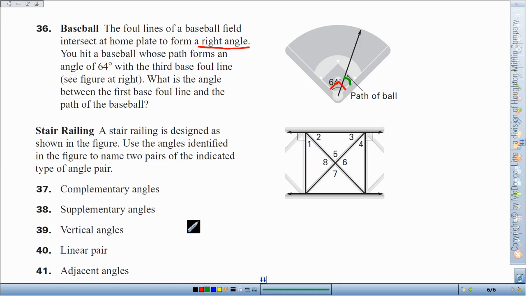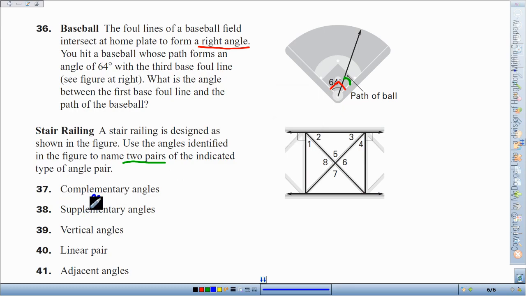Answer it. Getting down to the next one, it says a stair railing is designed as shown in the figure. So this is a stair railing. It says use the angles identified in the figure to name two pairs of the indicated type of angle pairs. So we have complementary angles, supplementary, vertical, linear pair, and adjacent angles, words that we have learned and used for the past few days. I'm going to leave most of these to you, but just some quick reminders.